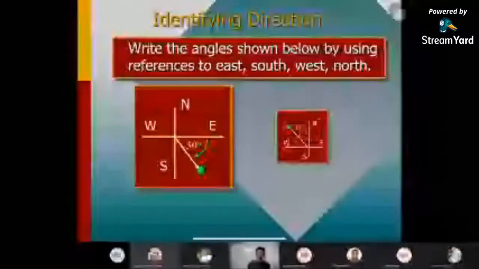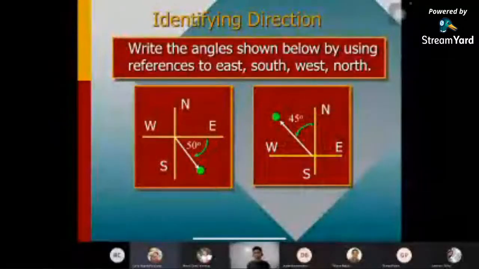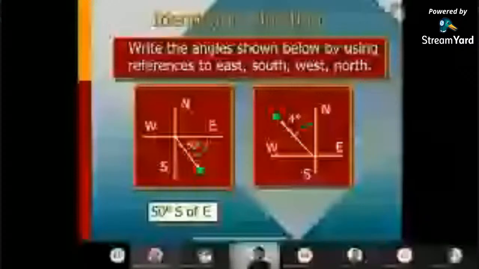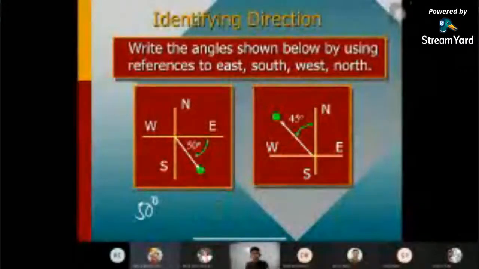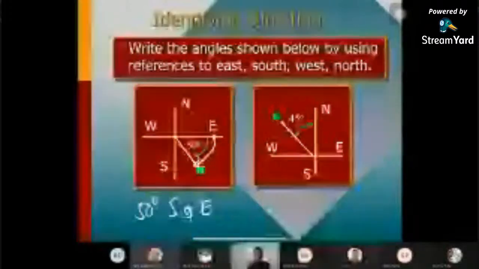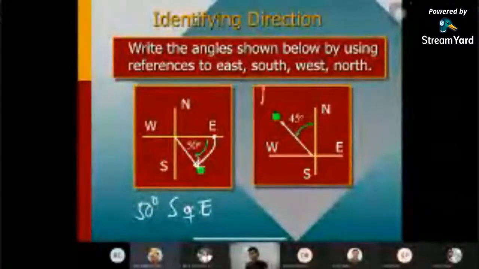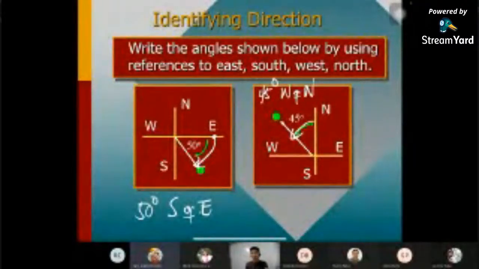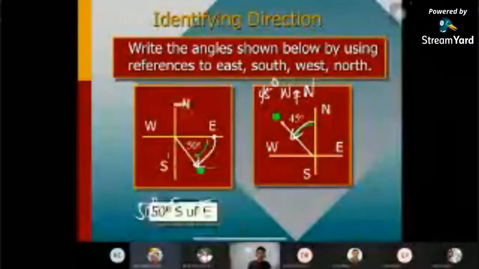Okay, so of course, these angles are very, very easy to identify. So number one, kagaya ng sabi ni Mariel, no? So let's just answer. So for number one, this is just 50 degrees. Saan papunta? Papunta siyang south. Galing siyang east. So 50 degrees south of east. Number two will be 45 degrees papuntang west, galing north. No? So west of north. So basic notation.